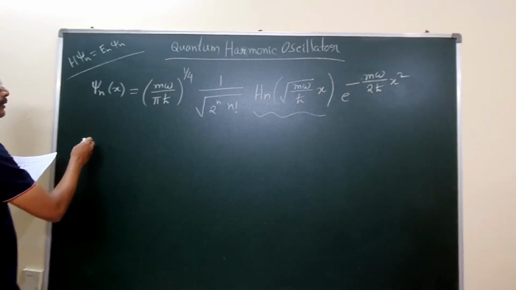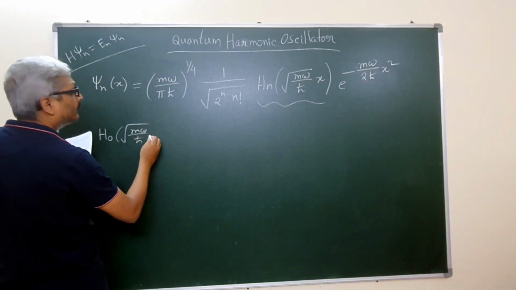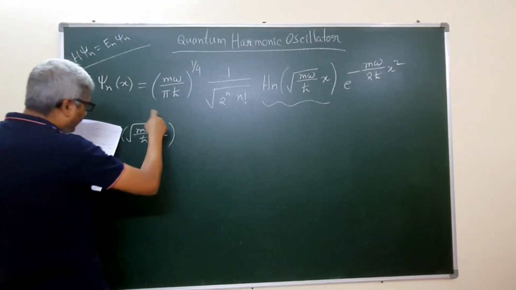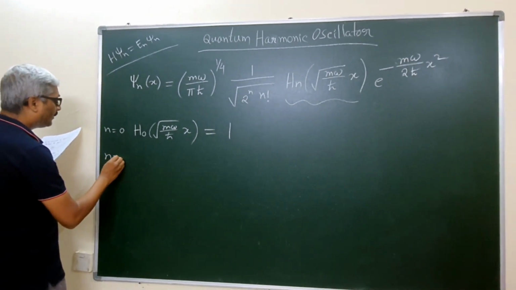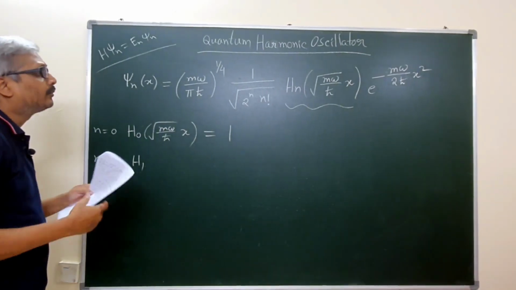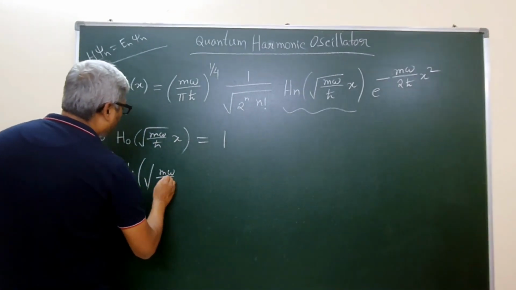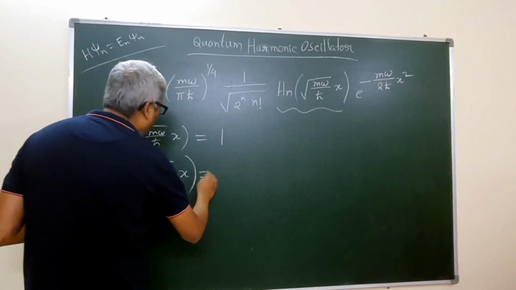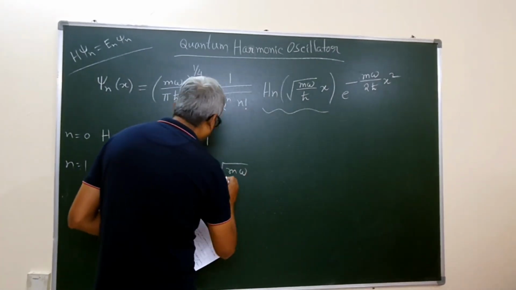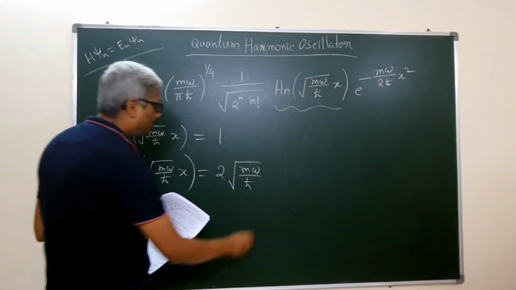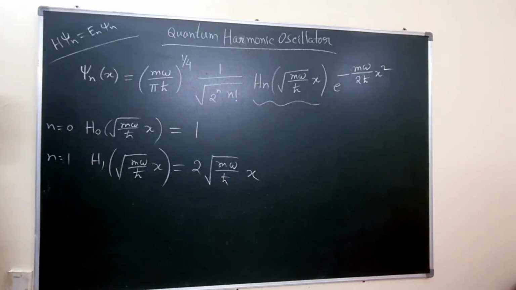For n equal to 0, the Hermite polynomial H 0, whatever the argument, becomes 1. For n equal to 1, similarly, these Hermite polynomials have different expressions, which I am writing over here: H 1 is equal to 2 multiplied by the argument, square root of m omega by h bar times x, and H 2 similarly. We can go from n equal to 0 to n equal to infinity in principle.